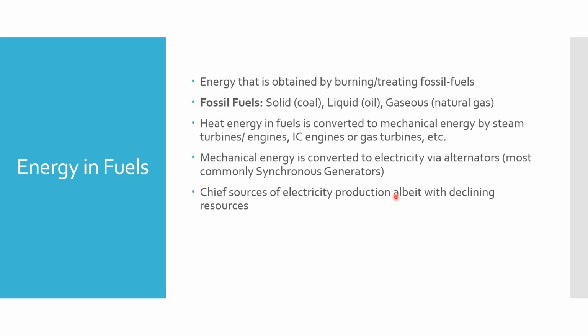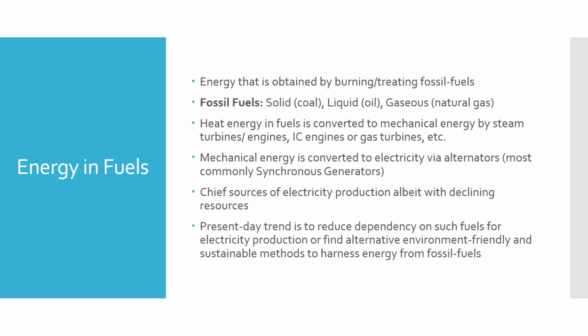Chief sources of electricity production. This line means that even today, the majority of electricity is produced by using fossil fuels, although their resources are declining. Number one, they have declining resources. These fossil fuels are available inside the earth, and they take millions and billions of years to form. So once you use that fuel, you are not going to be replenishing that fuel in your lifetime, or in many lifetimes, in countless billions of lifetimes. What we are doing right now is utilizing these fuels, and they are depleting. Their declining resource is a problem, although they are chiefly used to produce electricity.